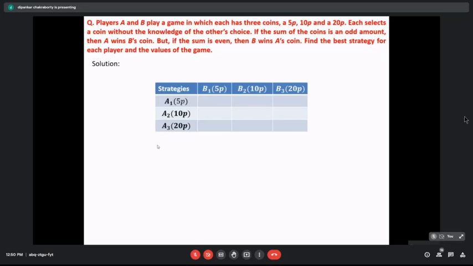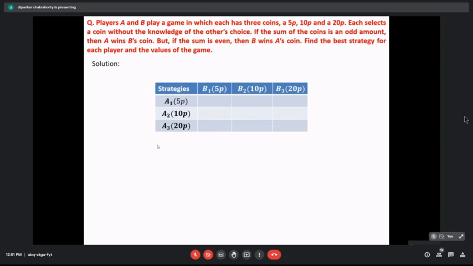What is that? Players A and B play a game in which each has 3 coins. A has 3 coins, B also has 3 coins. And the coins are 5 paisa, 10 paisa, and 20 paisa. Each selects a coin without the knowledge of the other's choice. As I mentioned to you, they don't know what kind of strategies they are playing. They are playing a game, and they don't know what the other is choosing, which coin. So each selects a coin without the knowledge of the other's choice.